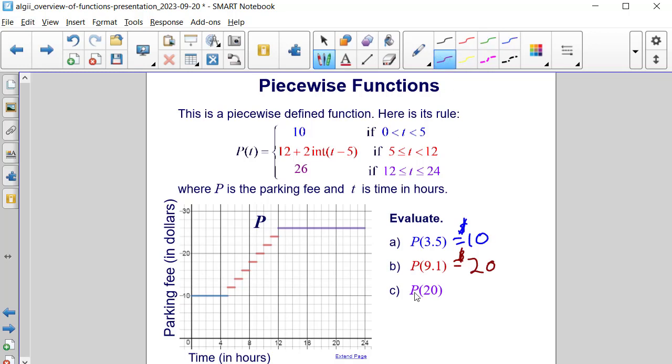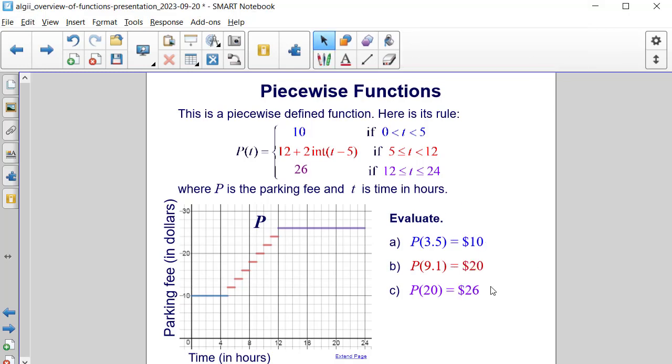Now let's look at part C. We're finding P of 20. So if we go to 20 for our x and we go up to our function, it's going to be that $26 because it's any time where the time value is between 12 and 24, including both endpoints. And here we can see the solutions to evaluating this piecewise function, and the solutions found do match the solutions that we came up with.